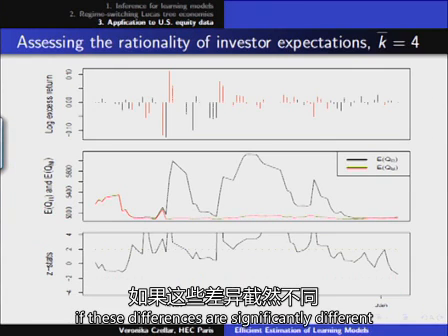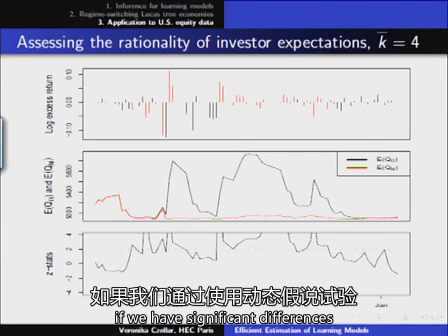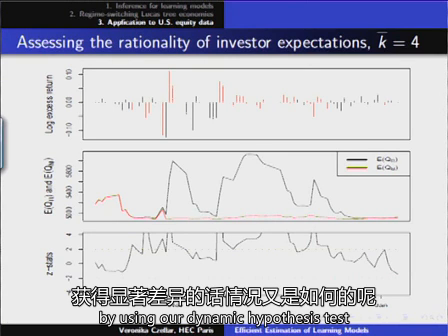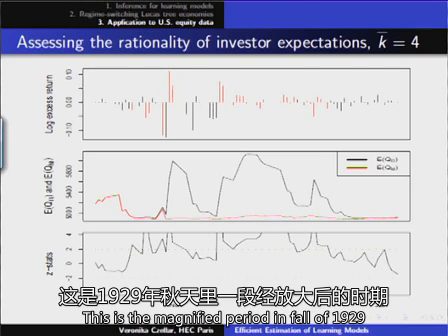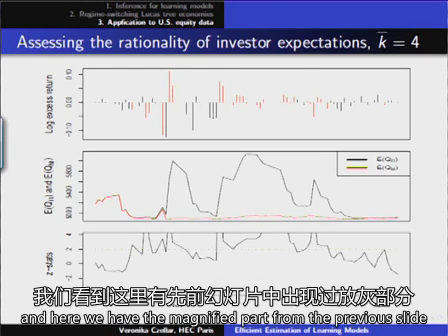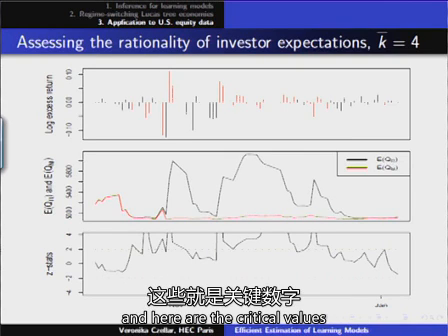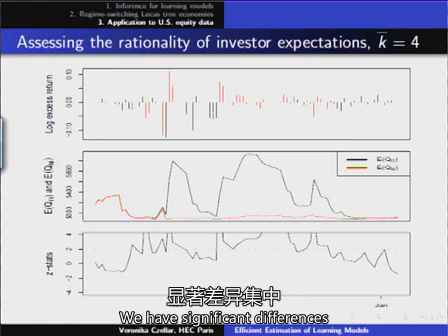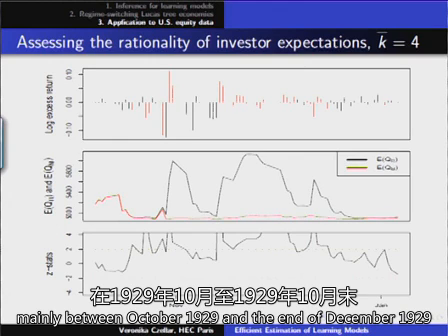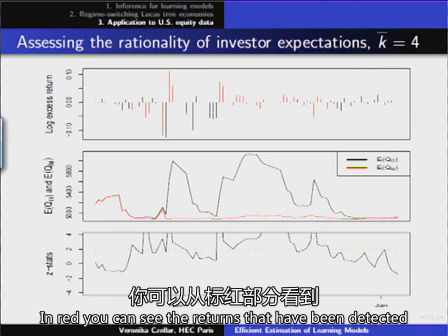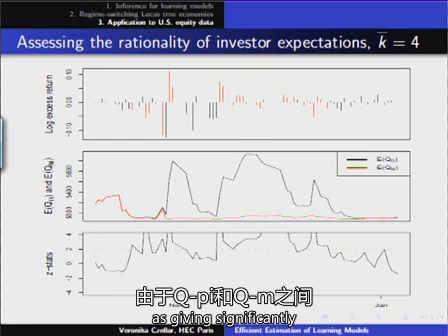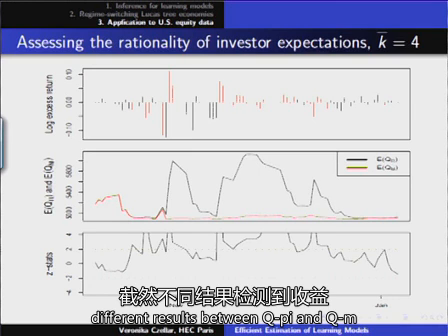Now let's see if these differences are significantly different, if we have significant differences by using our dynamic hypothesis test. This is the magnified period, fall of 1929, the magnified part from the previous slide. And here we have the pseudo z-stats of our dynamic test, and here are just the critical values, right? So we have significant differences mainly between October 1929 and the end of December 1929. And in red, you can see the returns that have been detected as giving significantly different results between Q pi and QM.